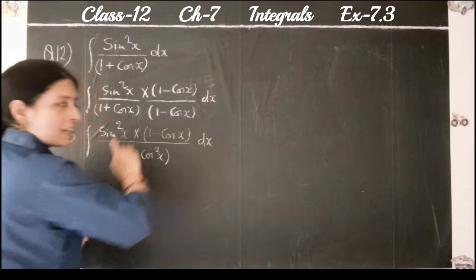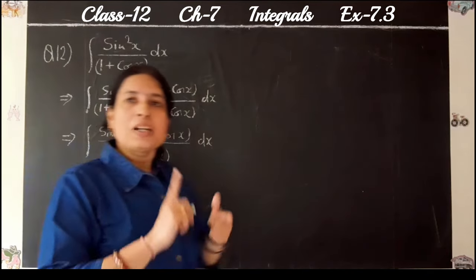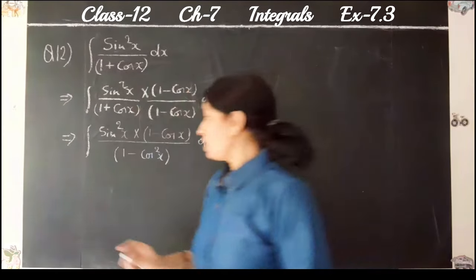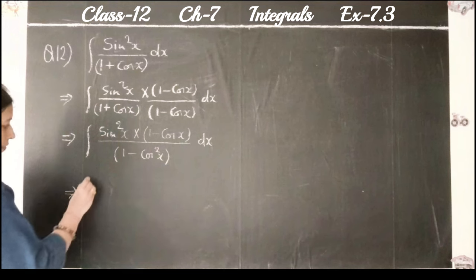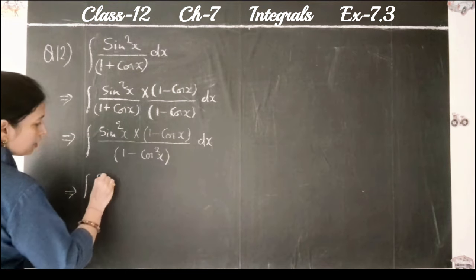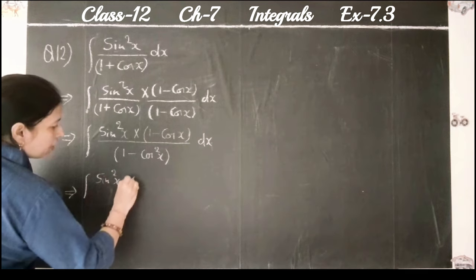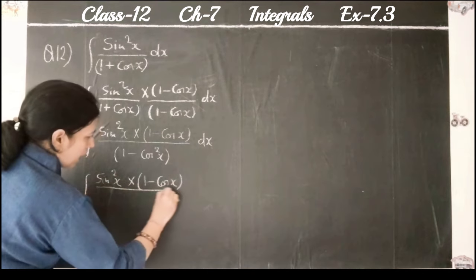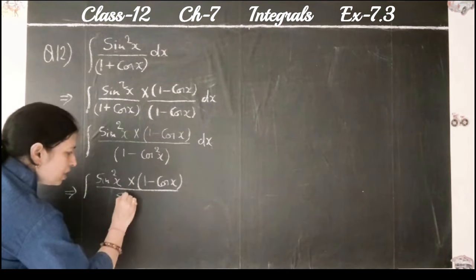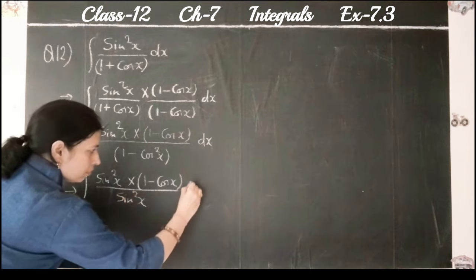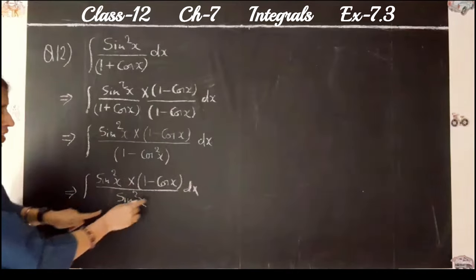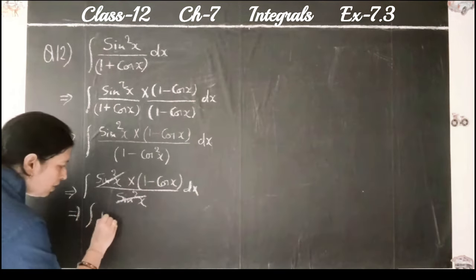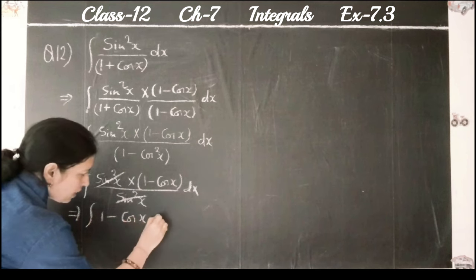And write this dx. And we know that sine square x plus cos square x is 1, so 1 minus cos square x will be sine square x. So write this: sine square x into 1 minus cos x as it is, and 1 minus cos square x will be sine square x. Here sine square x divided by sine square x will be 1. So we have to integrate 1 minus cos x dx.